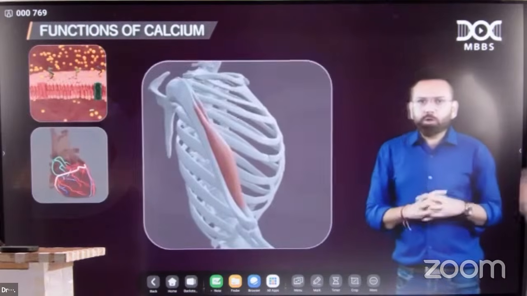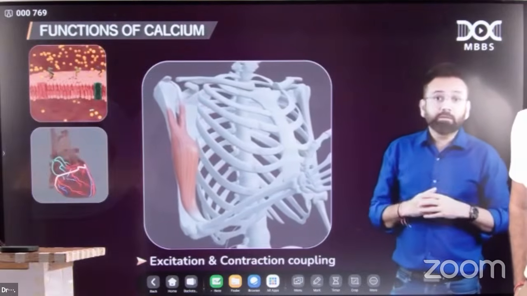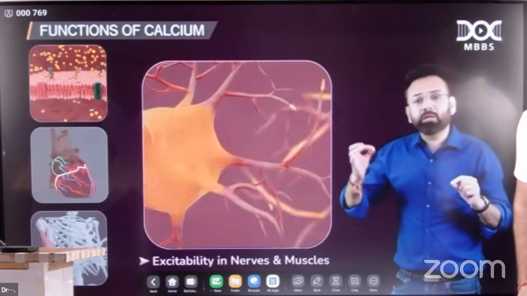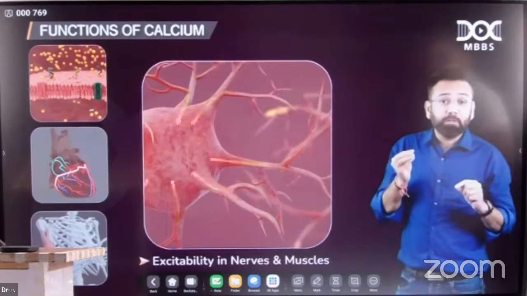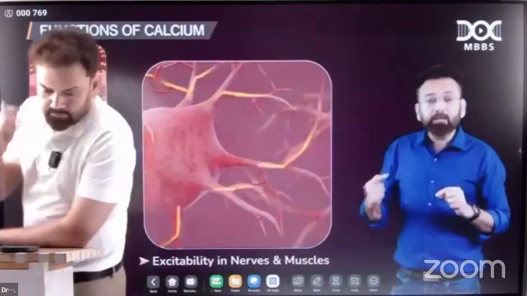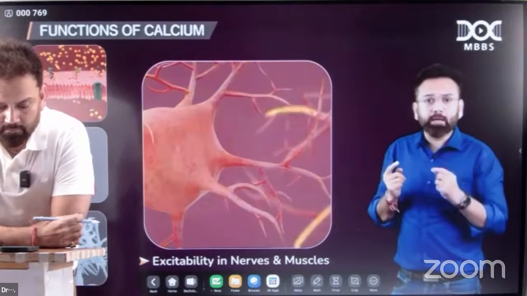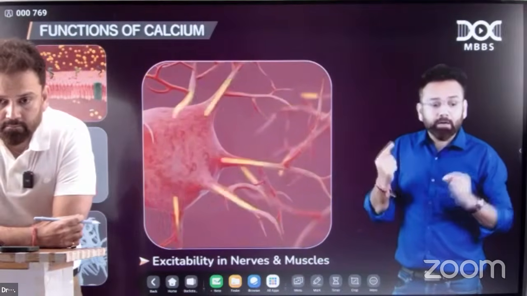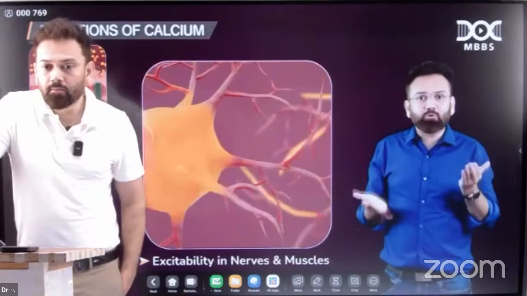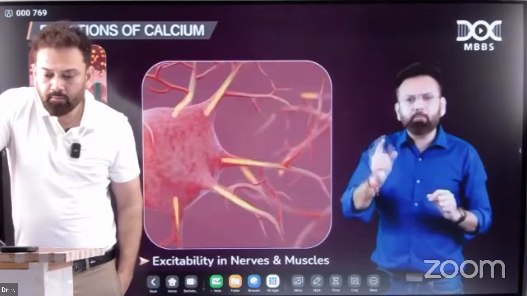Number three, during excitation-contraction coupling, during muscle contraction, calcium is needed again. Then it is important for excitability of nerve and muscle. Calcium is important for stabilizing the nerve and muscle. It is stabilized by surrounding the voltage-gated sodium channel. Calcium is a cation. Sodium is also a cation. It will repel. It will guard. It will not allow all the sodium to go, otherwise your nerve will become very excited. So it balances it out. The stability and excitability depend on this calcium. This is a very, very important thing.